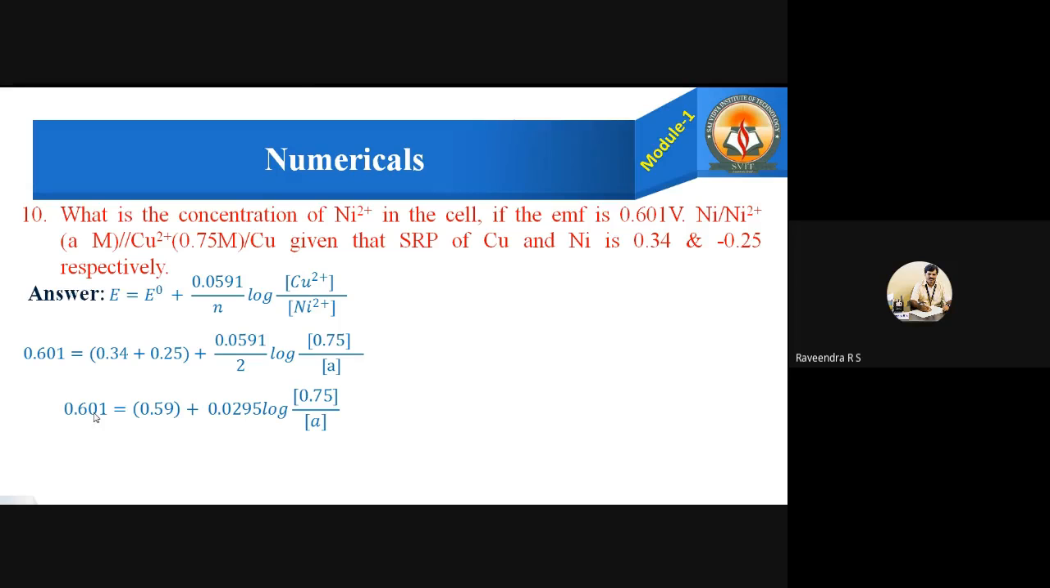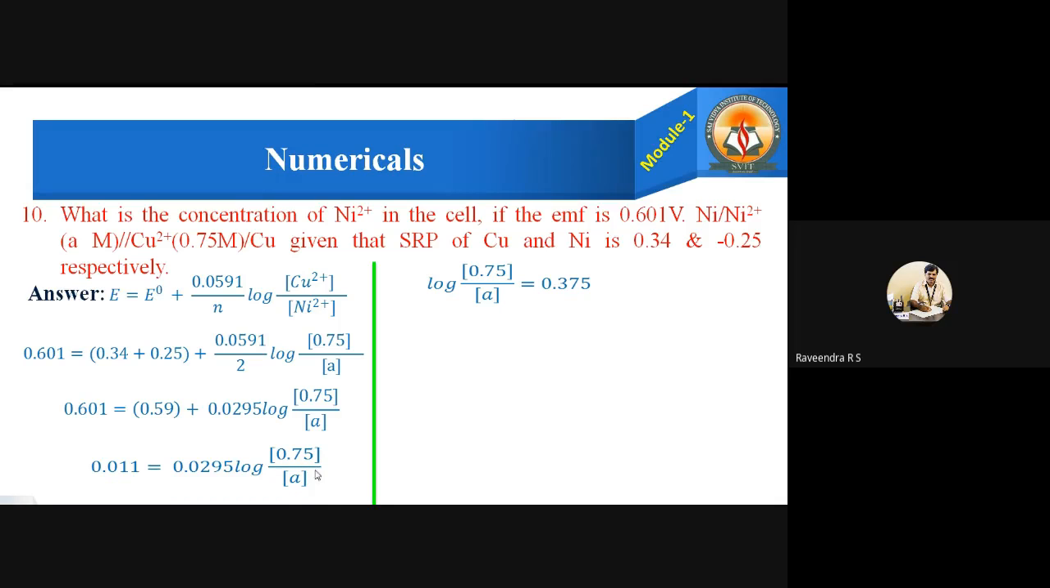Upon simplification of the above step, we will get 0.601 equals 0.59 plus, on dividing 0.0591 by 2, 0.0295 log of this. I retain the same step: 0.75 concentration divided by A. Further, upon simplification, we will get 0.011 equals 0.0295 log concentration of 0.75 divided by concentration of A.